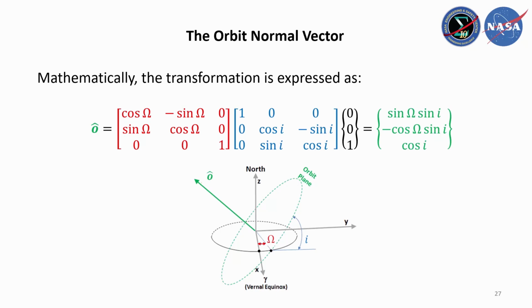Mathematically, the transformation is accomplished by multiplying a 3x3 z-axis transformation matrix by a 3x3 x-axis transformation matrix, and finally by the unit vector 0, 0, 1. The resulting vector is the orbit normal vector, denoted O, and is of unit length.